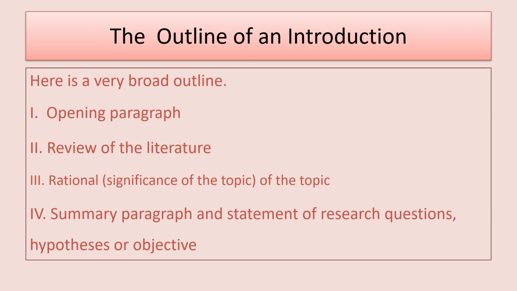The outline of an introduction. Here is a very broad outline. The first is the opening paragraph, then the review of the literature, then the rationale or significance of the topic, and the fourth is the summary paragraph and a statement of the research question, hypothesis, or objectives.